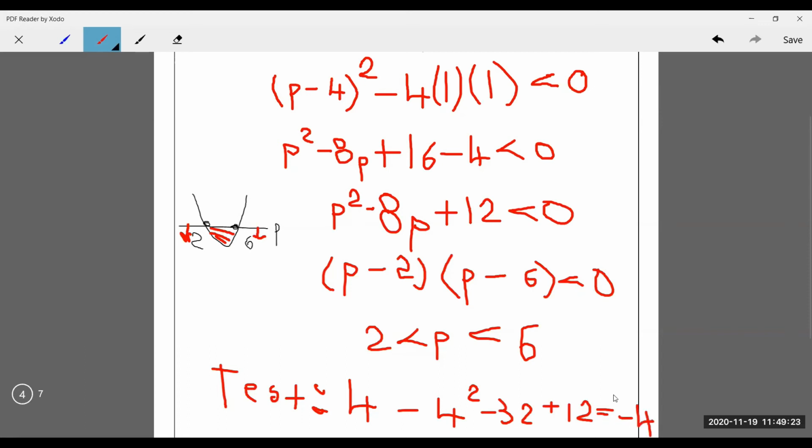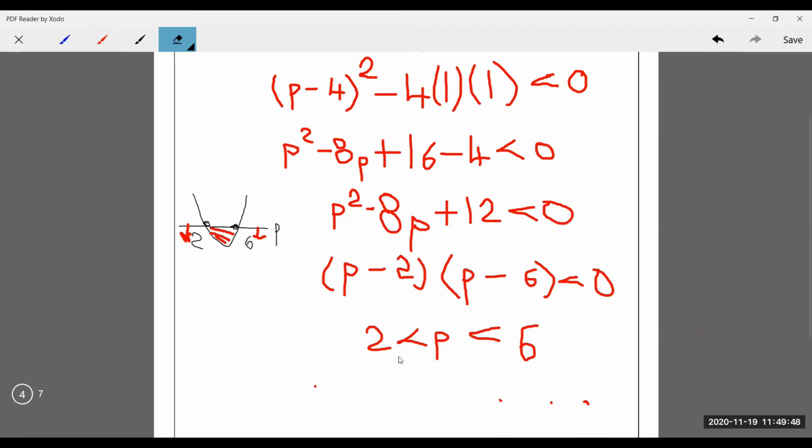So this is just a test, showing you that once you have a value of P that's between 2 and 6, this expression will be less than 0, and hence the curve is going to be completely above the x-axis when P is between 2 and 6. So that's our solution region. Very easy. All right, lovely. So that's the solution.